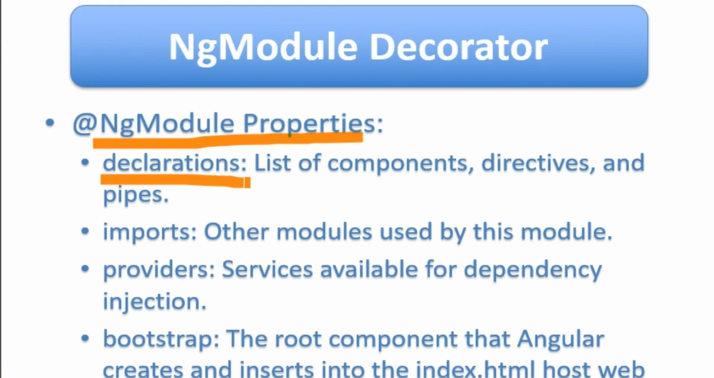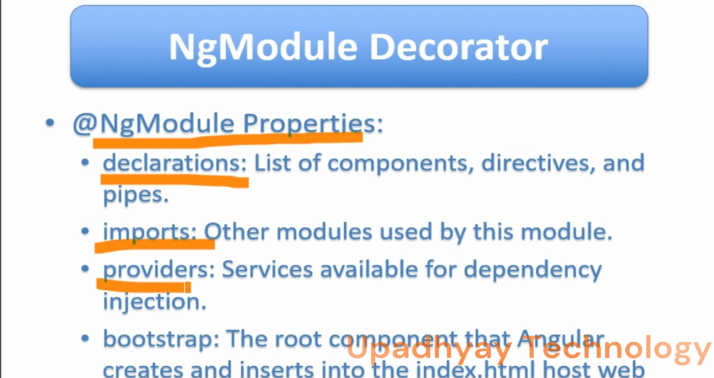Imports. This includes other modules that this module requires. Providers, services that this module contributes to the global collection of services. Bootstrap. This specifies the root component that Angular should bootstrap.